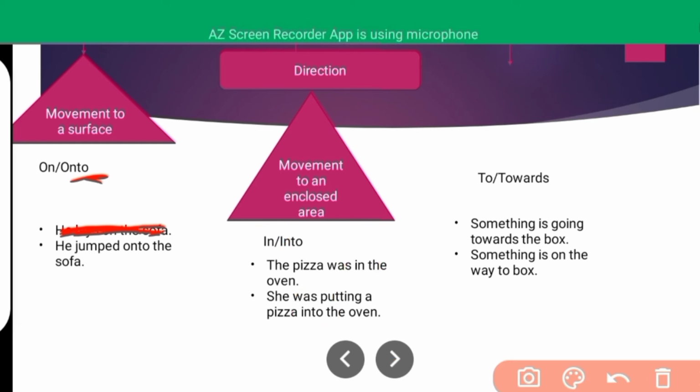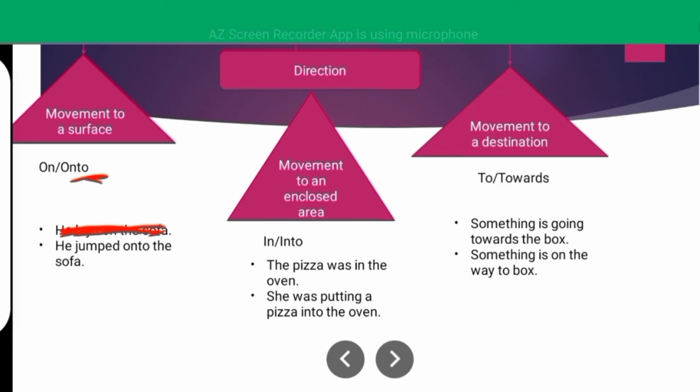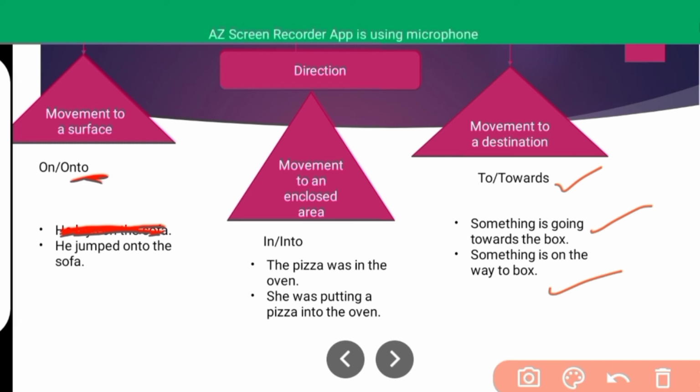Now moves toward the next category of preposition, that is movement to a destination. इसके लिए हम वर्ड यूज करते हैं towards। If something is going towards the box and something is on the way to box, तो यहाँ पे towards और to इनका यूजेज डिफरेंट तरीके से हुआ है। इफ़ यू वांट टू फोकस ऑन द मूवमेंट इन अ पर्टिकुलर डायरेक्शन, वी यूज टू or towards according to the situation.